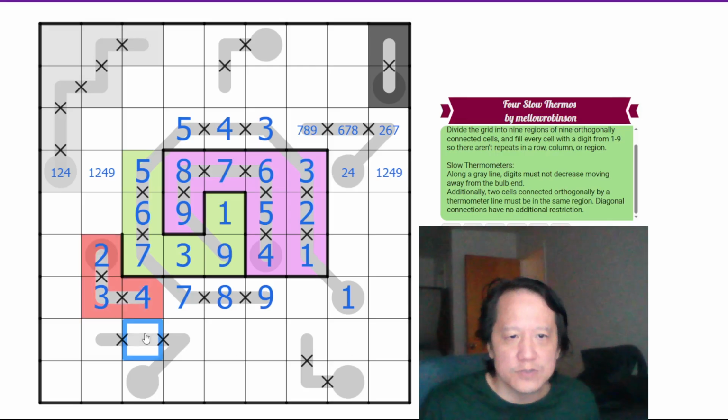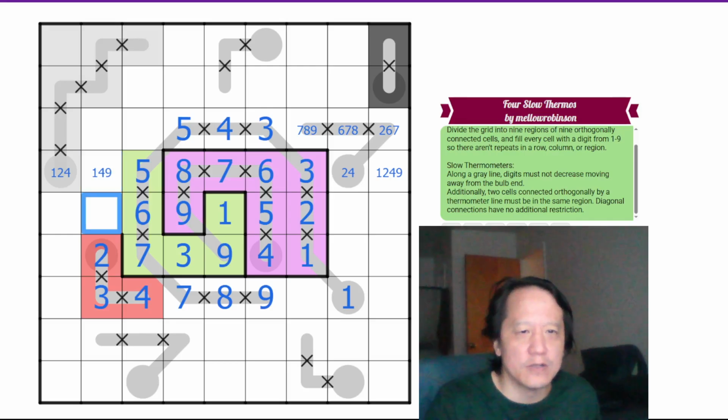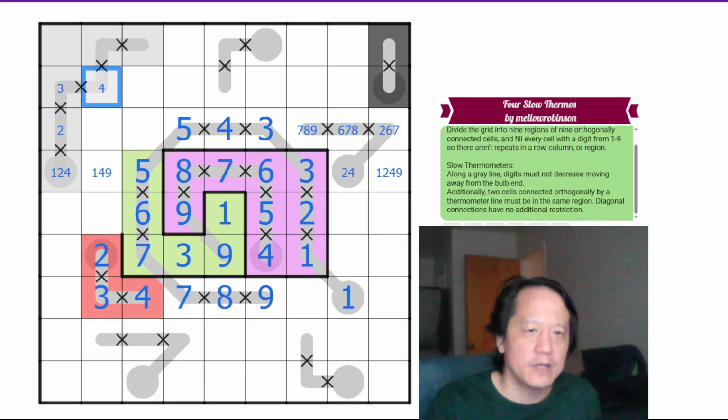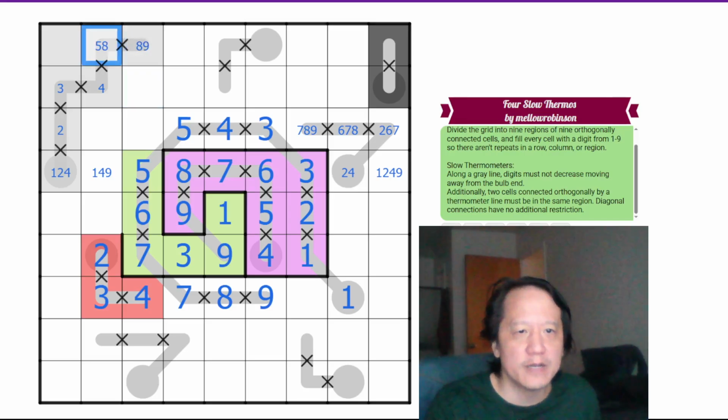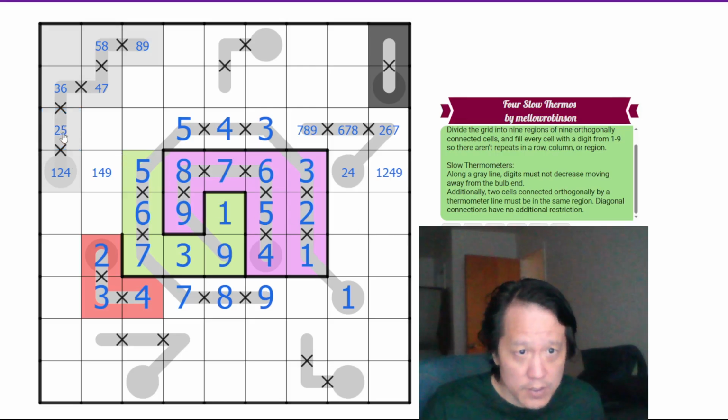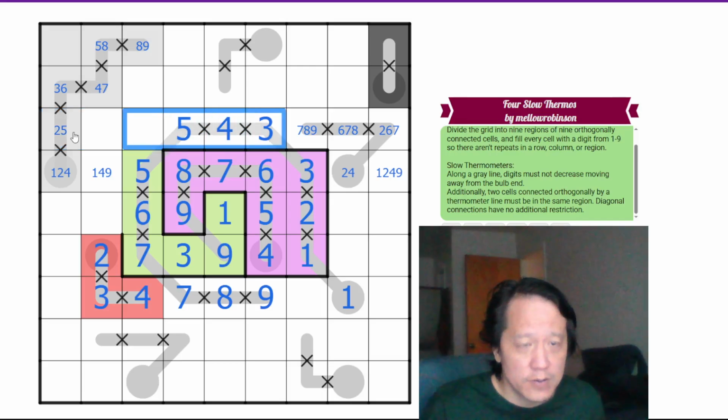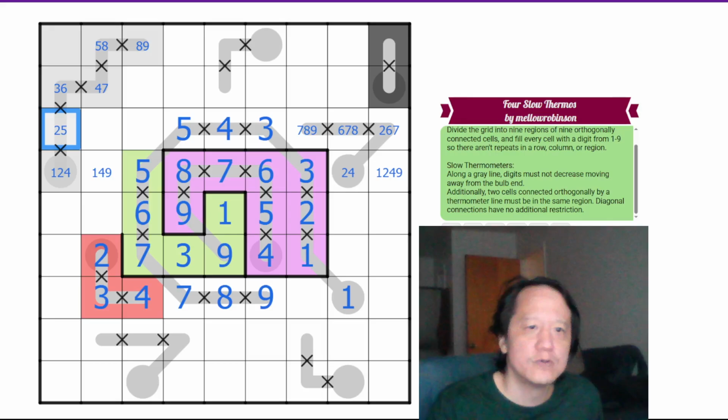We'll mark this as red. 2 eliminates 2 in the rest of the column. This digit must be smaller than this because they're the same column. 2, 3, 4, 5, and 6. It cannot be 6 or 7, so this is at least 8. This is at most 9, at most 8, at most 7, at most 6, 5. So this cannot be 3, 4, 5 here, which means this has to be a 2. So this is 2, and this has to be 1.